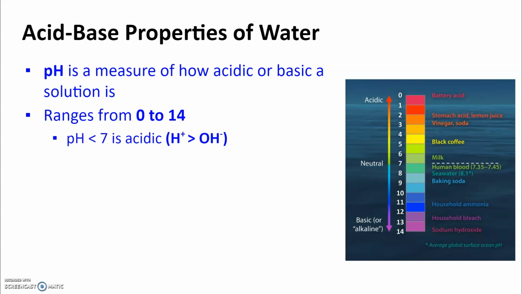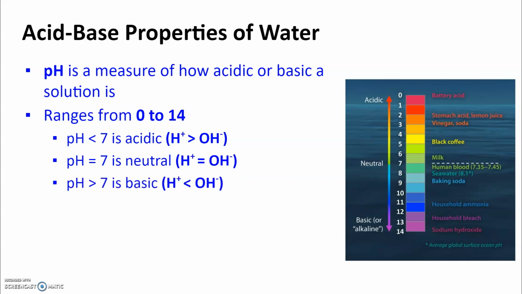And so if the pH is less than 7, then there's more acidic things, the H+, than there are basic things, the OH-. Anyway, pH equal to 7 means that H+ equals OH-. And pH bigger than 7 means there's more H+ than OH-. Just kidding, I said that backwards. If it's greater than 7, there's less H+ than OH-. The pH of pure water is 7. So if you have water without anything else in it, its pH is 7.